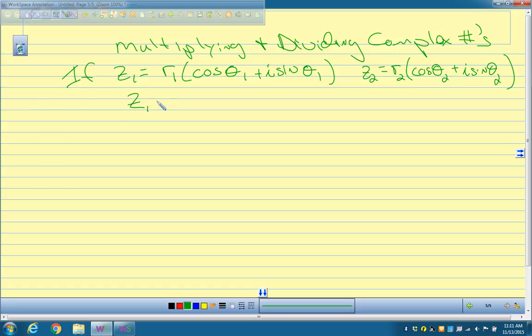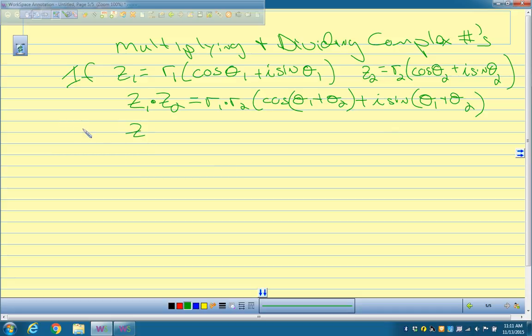Then Z1 times Z2 is equal to R1 times R2 times the cosine of theta 1 plus theta 2 plus I sine of theta 1 plus theta 2. And with division, Z1 divided by Z2 is equal to R1 divided by R2 times, guess what, goes here. What do you think? It's subtraction, okay?